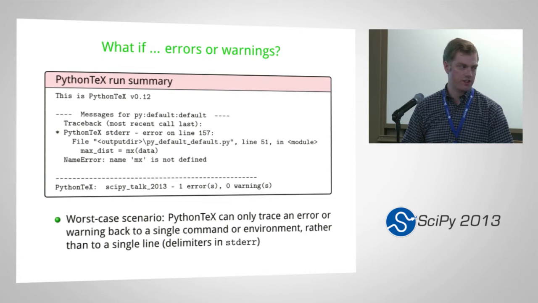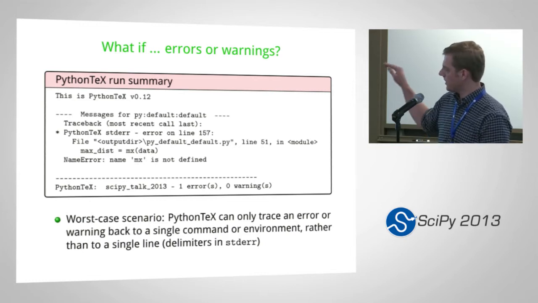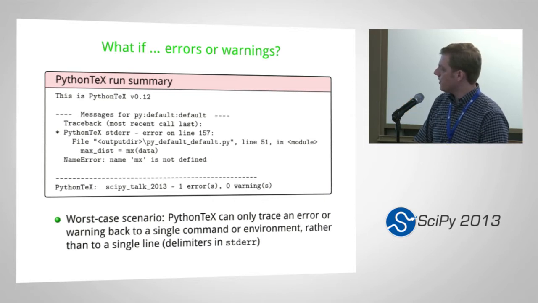Now, there are cases where the standard error will not refer to a particular line in the user plus template code. Warnings.warn will typically just refer to the actual file in which it's executed, but even in those cases, I can always track the location back to a single command or environment, because as all of this runs, I'm writing delimiters into standard error, and I can use those delimiters to always trace things back to a single command or environment. So debugging, usually very simple. There's also, as I'm showing here at the very end, a summary of the number of errors and warnings. So if you do get a lot of these, you can very quickly just glance at the summary and know what you're dealing with.